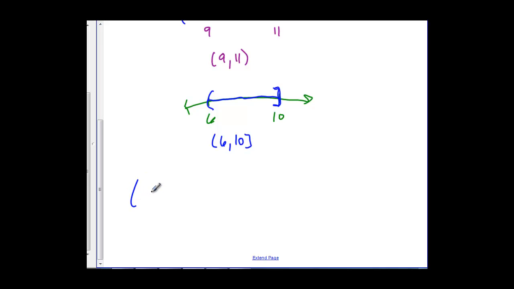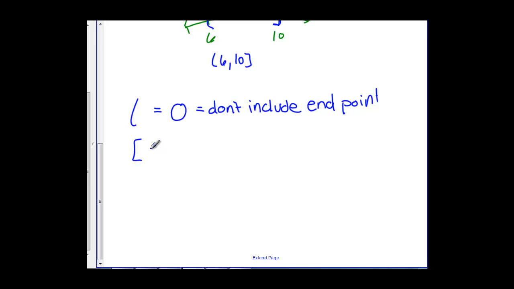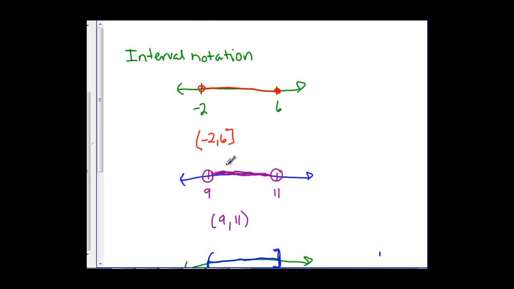So parenthesis was an open circle, which means don't include the endpoint. And bracket is the same as a filled in circle or a closed circle, which means include the endpoint. All right. Well, that was a quick catch up. All right, so there's your interval notation.